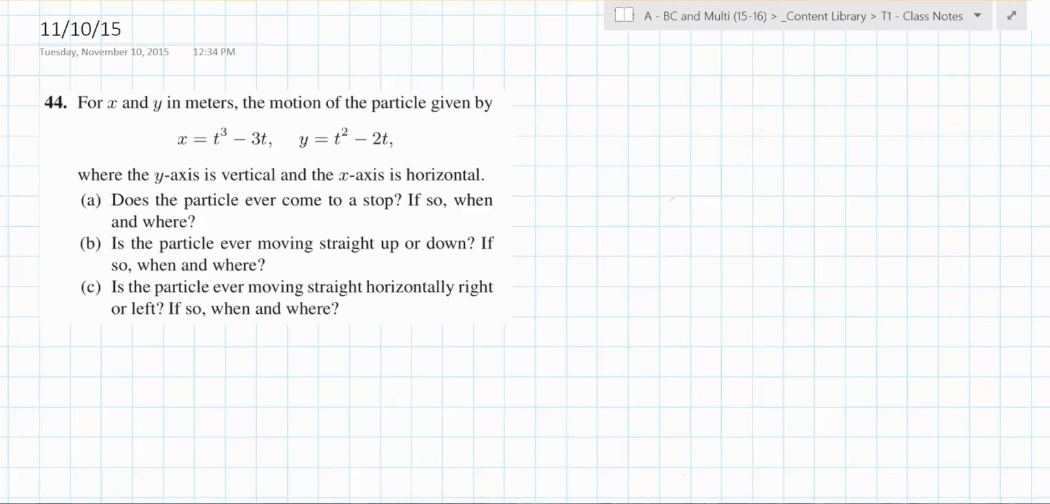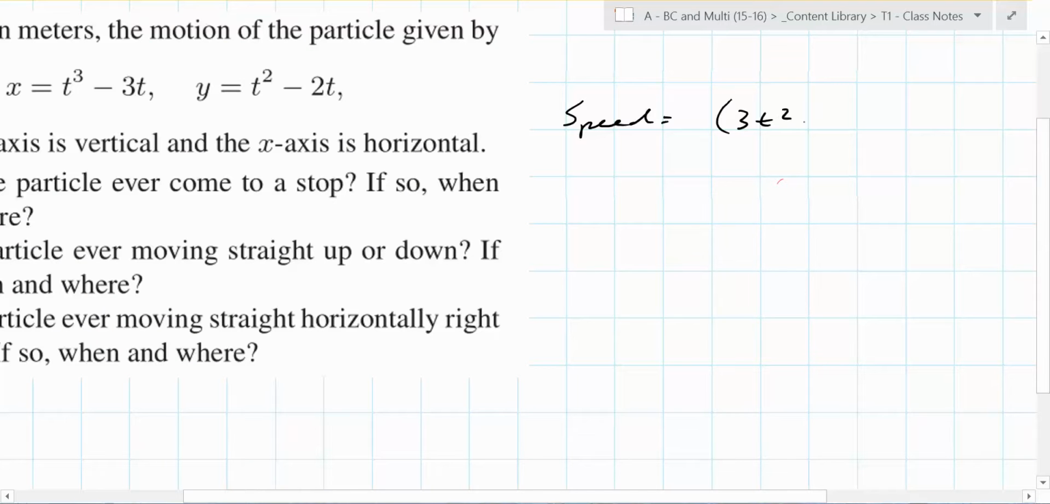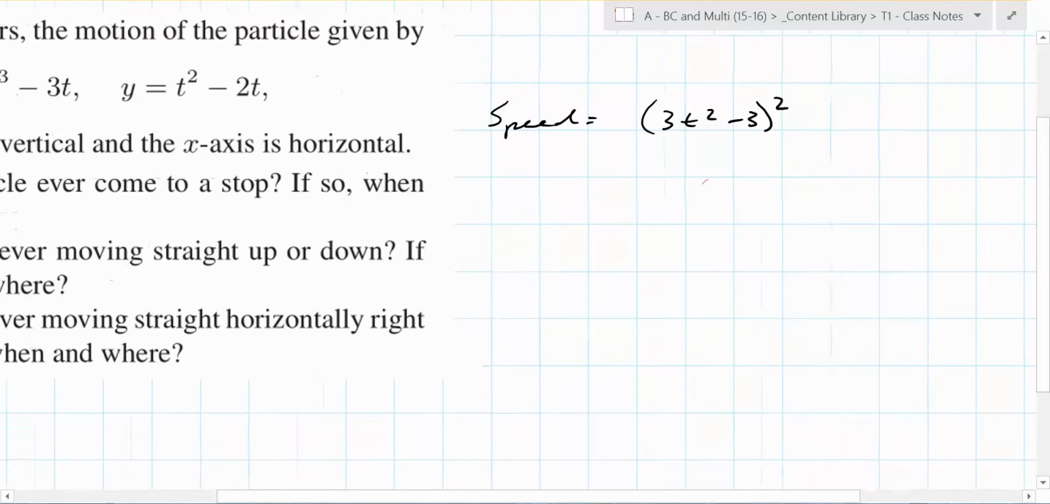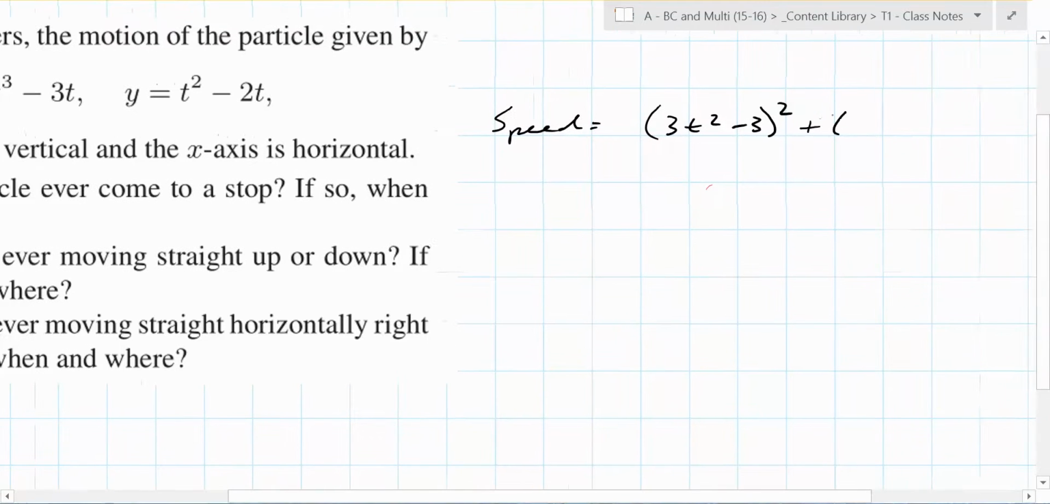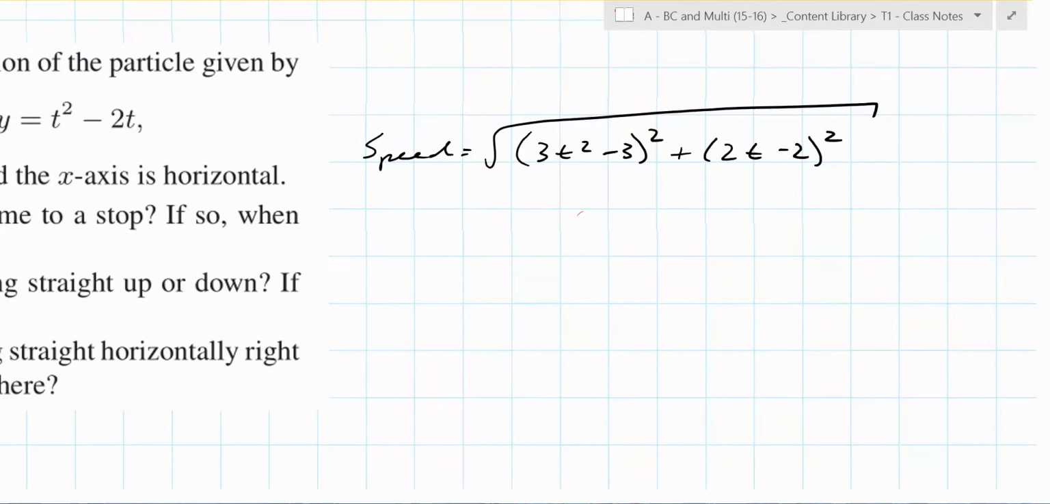Can we write the equation for the speed? Relatively straightforward. The speed of this particle is going to be equal to the square root of (3t squared minus 3) squared plus (2t minus 2) squared, and it's the square root of that, right? So if we want to know when it comes to a stop, we want to know when the radicand, underneath the radical, is equal to 0.